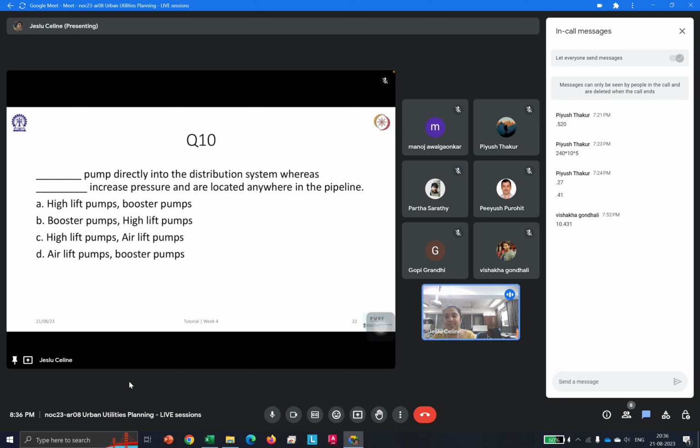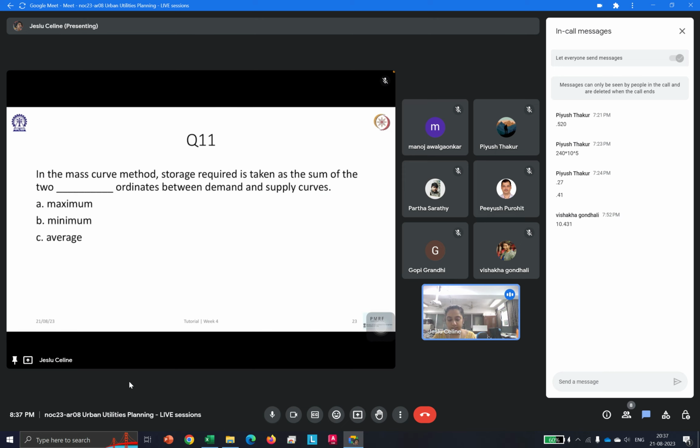Oh, I think I just answered this question. I'm sorry. The question is: dash pump directly pumps into the distribution system, whereas dash increases the pressure and is located anywhere in the pipeline. So I just answered this. What's the answer for this? Option A, correct. We have the high lift pump, which pumps directly to the distribution system, and then we have the booster pumps, which increase the pressure and can be located anywhere in the pipeline. Correct. So that's it.